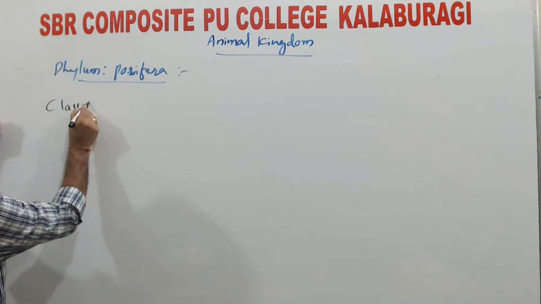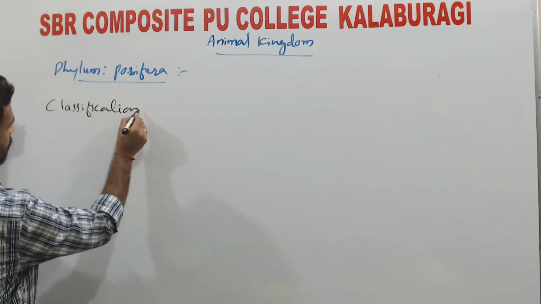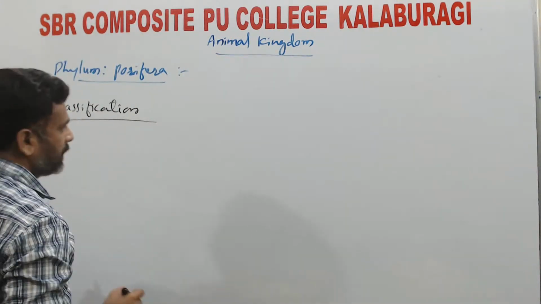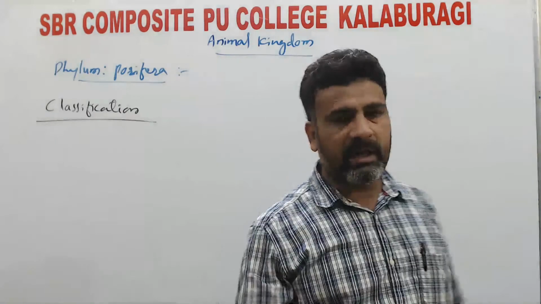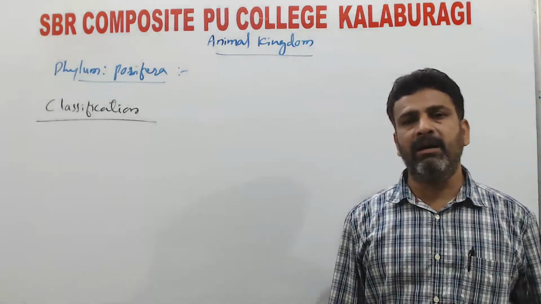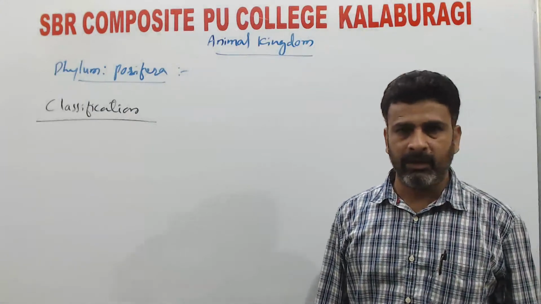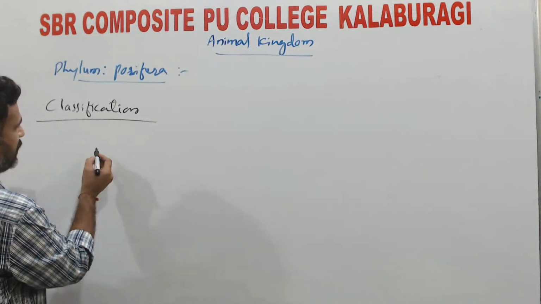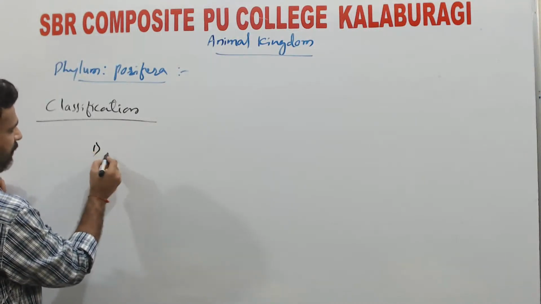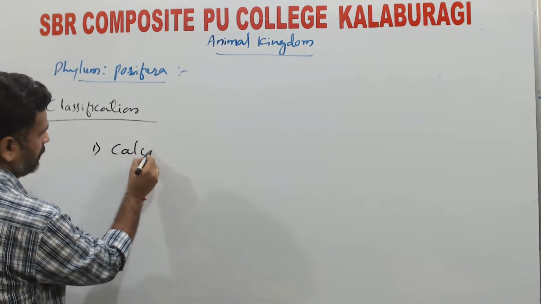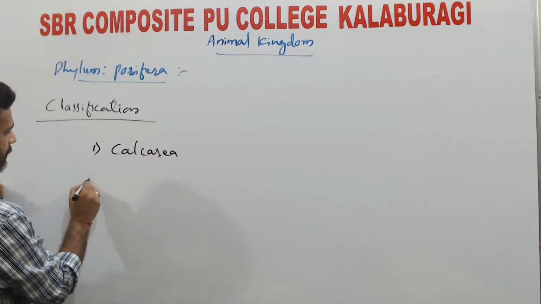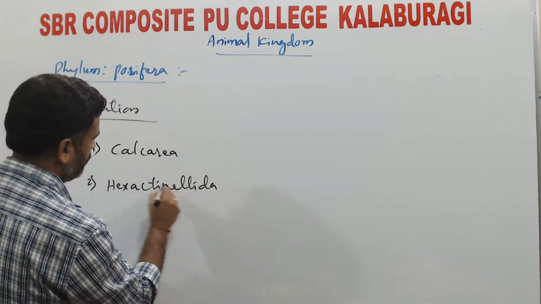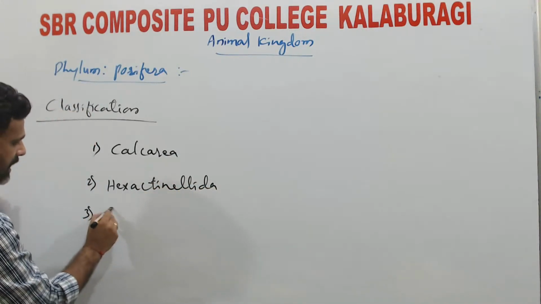Classification of Poriferans. The Poriferans are mainly classified based upon their habitat as well as the type of spicules present. So based upon the type of spicules and the habitat, they are mainly classified into three main classes. The first one is Calcarea. The second one is Hexactinellida. The third one is Demospongiae.